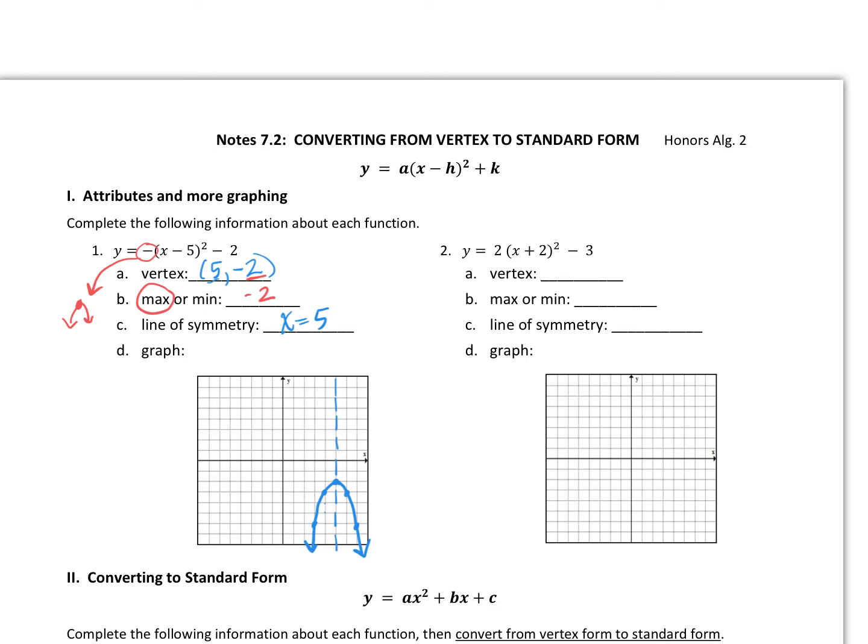Let's try number 2. All right, so my vertex is going to be h. I need to change the sign, negative 2, and k, negative 3. Max or min? Well, this lead value is positive, so it's opening up, which means it has a minimum. But this minimum is the y value of my vertex, which would be negative 3. Line of symmetry is going to be x equals, and then the x value of my vertex, negative 2. And now I graph. So I go left 2, down 3. I'm opening up, I know that. And I have a stretch of 2, right? So I'm going to go over 1, up 2 instead of 1, over 2, up 4.